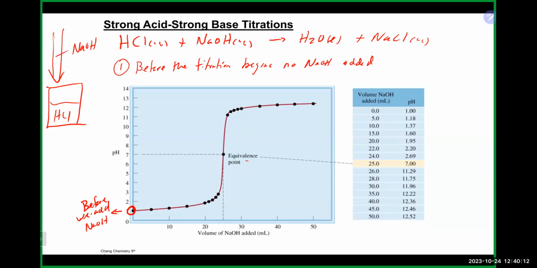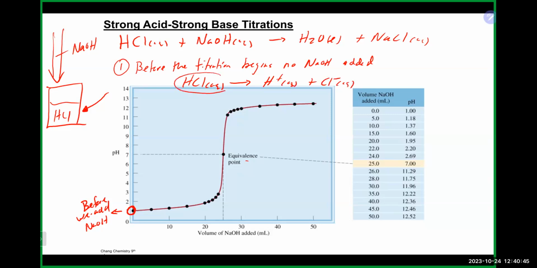So if I want to know the pH of my solution here before I add any sodium hydroxide to it, what is the only thing sitting in my beaker, flask, whatever piece of glassware you're using? The only thing in there is HCl, right? And HCl is what type of acid? The strong acid. Because it's a strong acid, we know that it will 100% break apart into H+ and Cl- in this case.